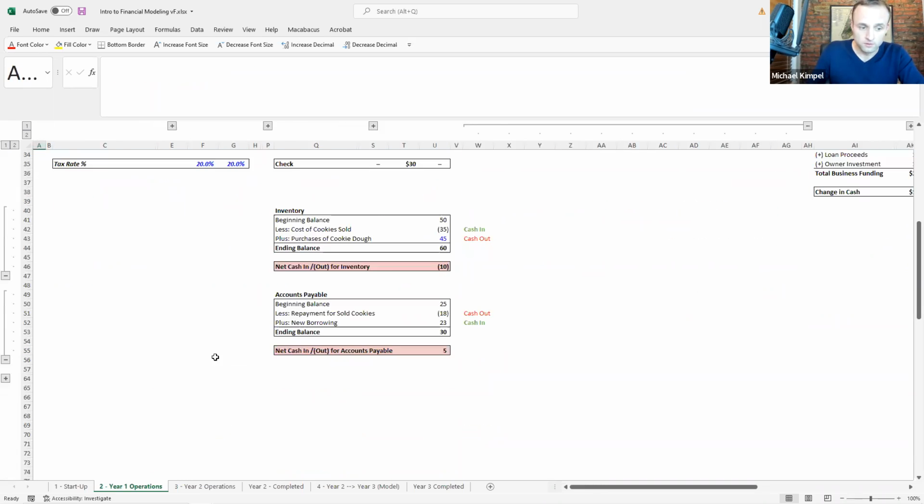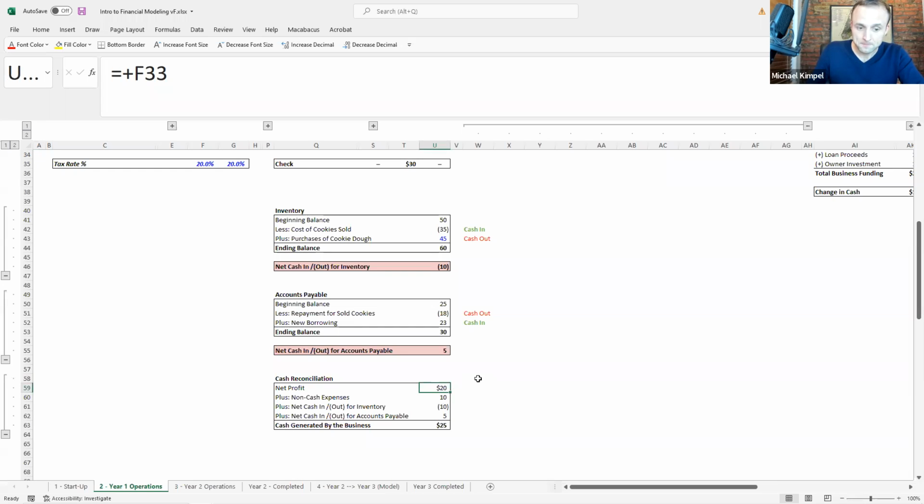So in total, when you pull this together, we had a $20 profit. In total, we have to add back the non-cash charges. That's our depreciation. And then we reflect the net impact of our inventory and accounts payable to take our $35 expense that we've recorded up above to $40, because that's the actual money that net went out the door. And that's how you get to the $25.